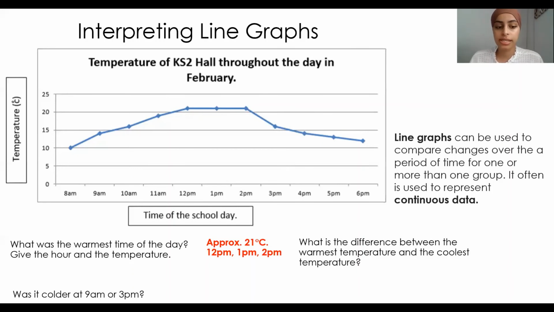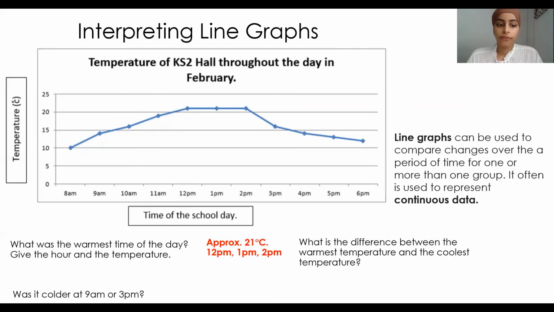So I'm going to read the next two questions and then work them out, and press play when you're ready. So the second question is, was it colder at 9 a.m. or 3 p.m.? And the last question is, what is the difference between the warmest temperature and the coldest temperature? So press pause, work it out, and then press play.